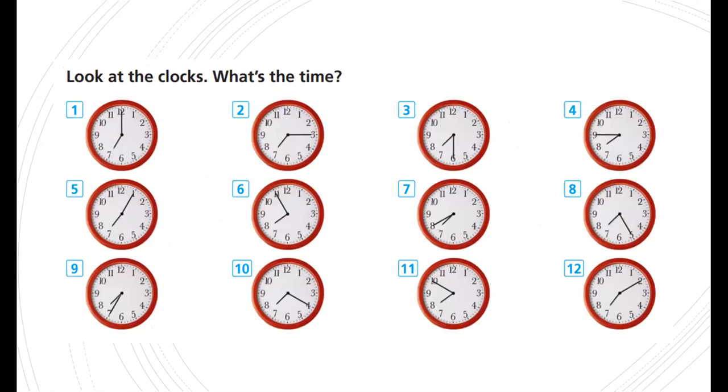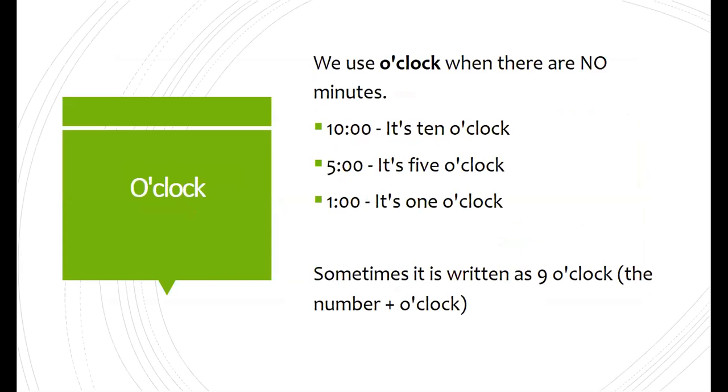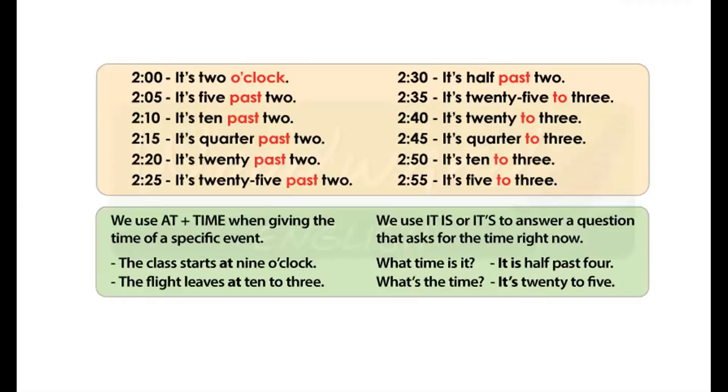Ahora bien, we have the next exercise that says, look at the clocks. What's the time? Aquí ustedes van a ir ya formulando la hora, ¿verdad? So for example, okay, it's 7 o'clock or it is 7 o'clock. Demos respuestas completas, okay? So how about number two? What time is it? It is 7 o'clock. It is? En este caso no estoy utilizando el at. It is 7.